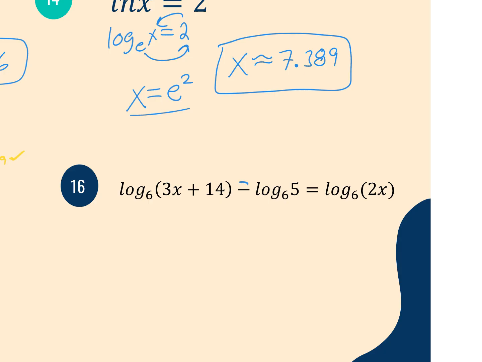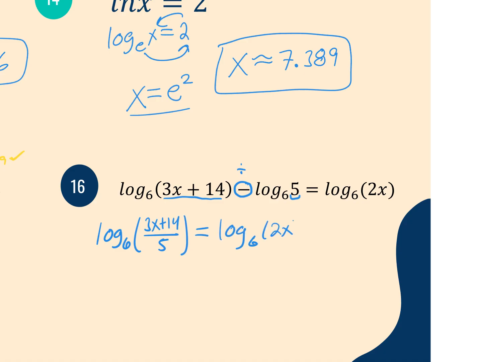So what I'm going to do is, with that subtraction, hopefully you remember from the previous lesson, what does subtraction between two logs mean? Well, it means you're going to divide. So that means I'm going to divide this by 5. So then this is going to become log base 6 of (3x plus 14) divided by 5 equals log base 6 of 2x.